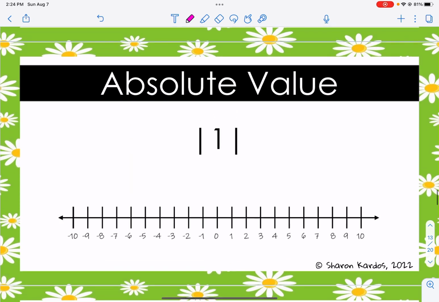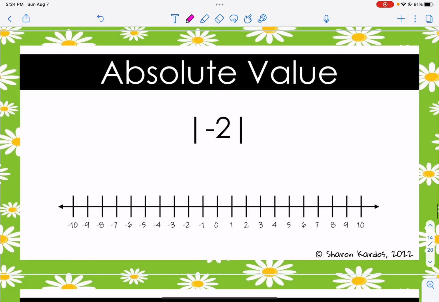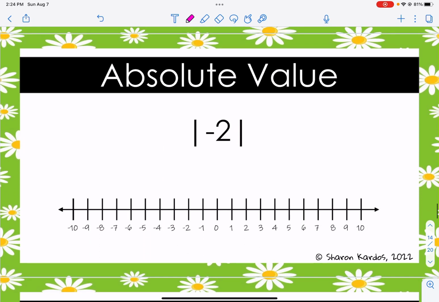Okay, this one says +1. Remember, even though we don't write the little plus sign right here, we still consider that to be a +1. And hopefully you said the answer would be 1. It is 1 hop away from 1 to 0. All right, last one like this. Absolute value of -2. It would take us 2 hops to get to 0.